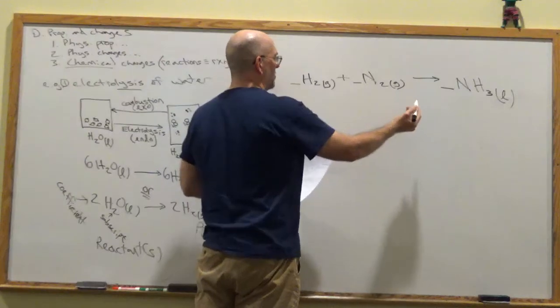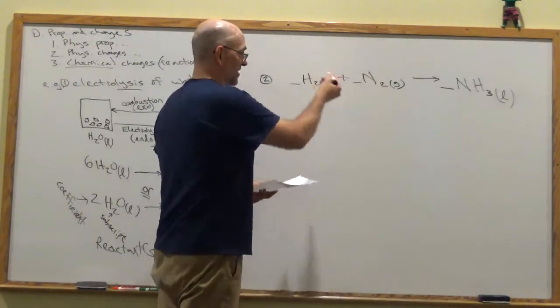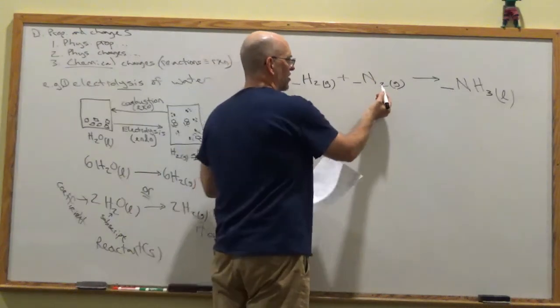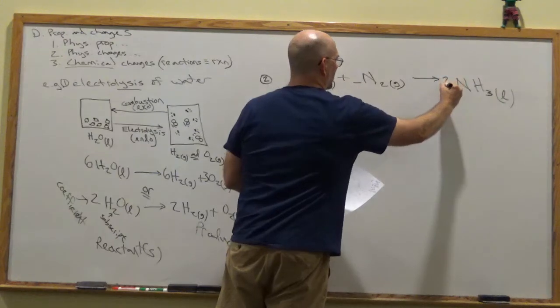Okay, well you may figure that out. It's 3 and 2. The least common multiple is 6, so you can figure that out. It may be easier to start here. There's 2 nitrogens and only 1 nitrogen here. So I have to put a 2 here.